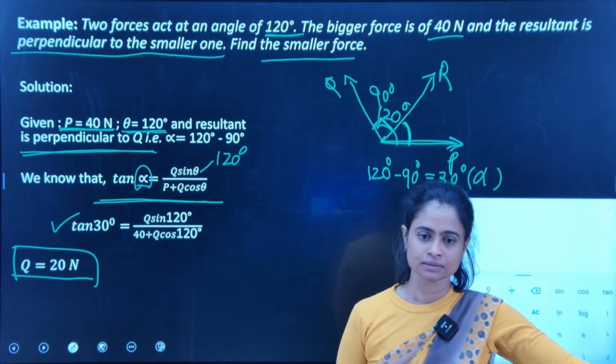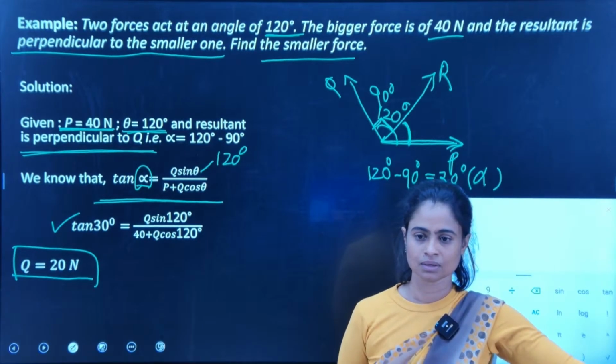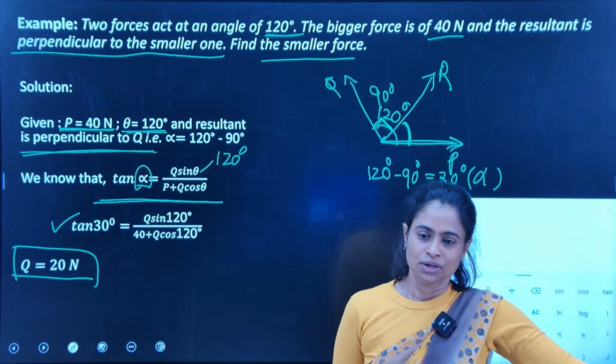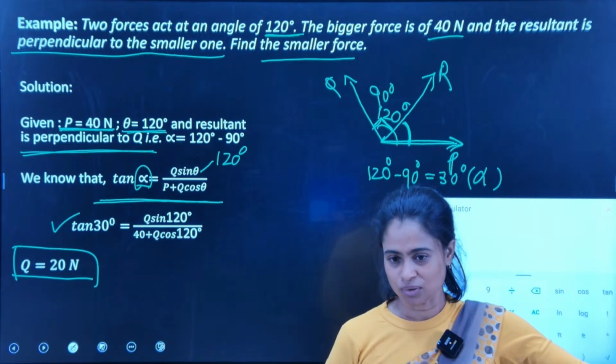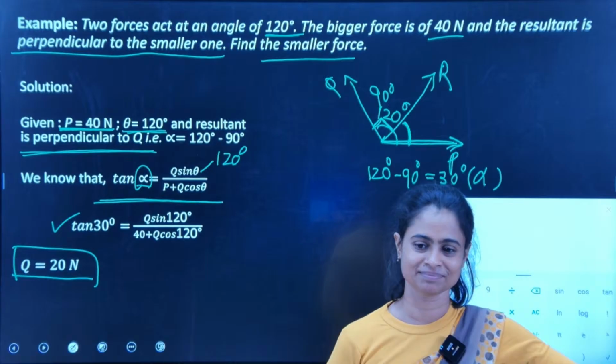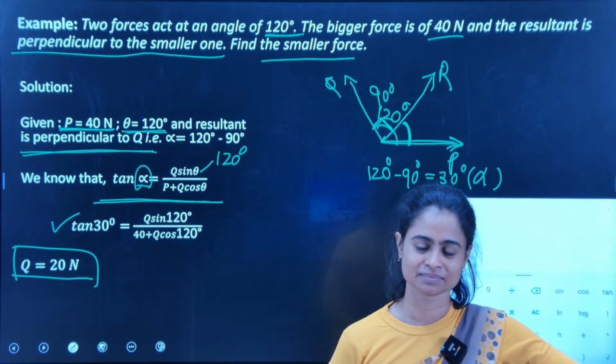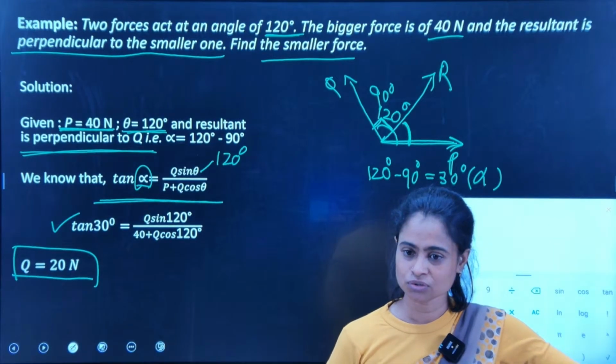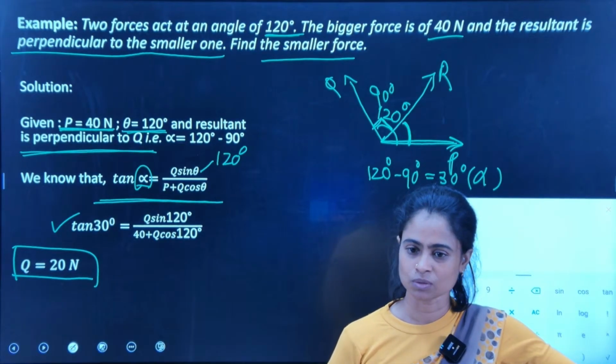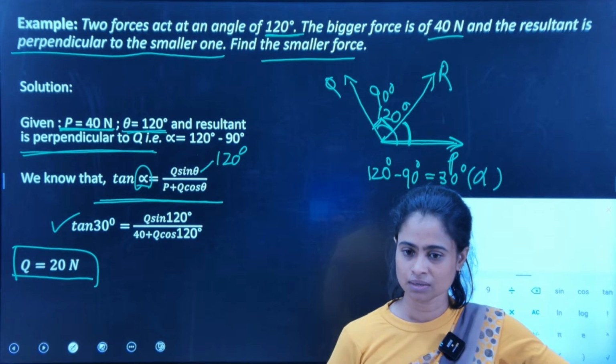If until now anybody has any doubt, the chat window is open for you. You can ask. You want the notes of this topic, Preeti. Fine. I'll share it in the group. Now I want you to solve these problems along with me and ask your doubts if you have any.